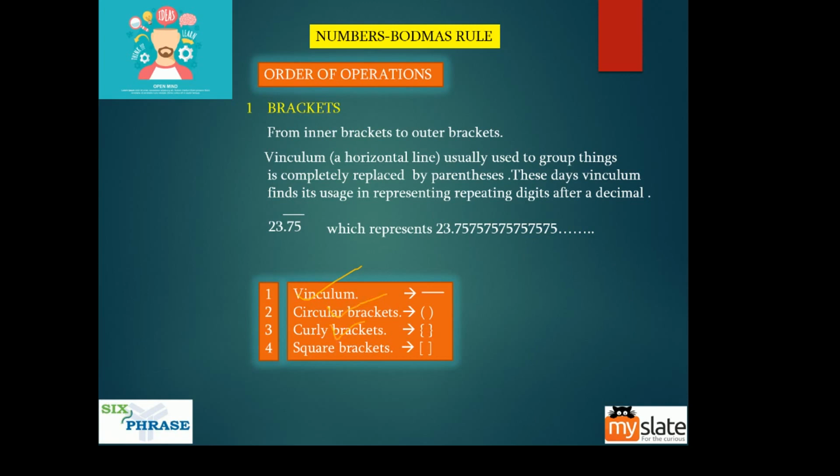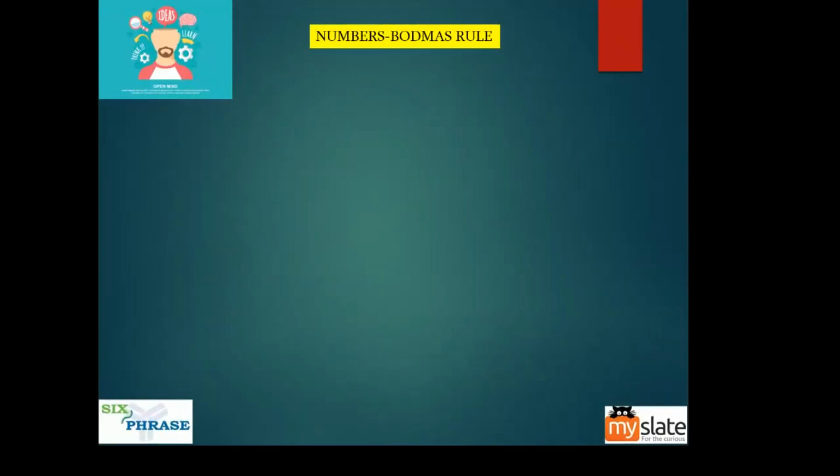Okay, so if just circular brackets are given, what do you do? You start from inner and go to outer. Okay, if just one kind of bracket is given, but there are multiple brackets, you start from inner and go outer. Okay, now we look at this very misunderstood second O term.